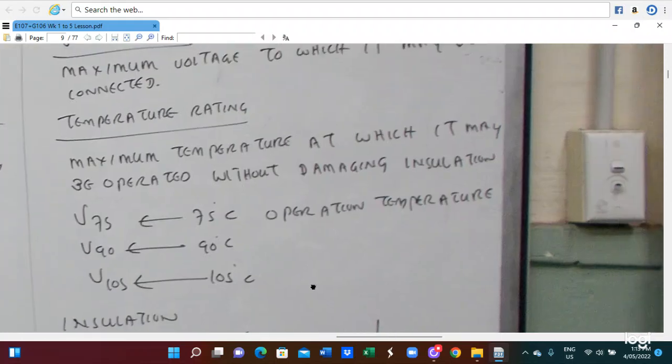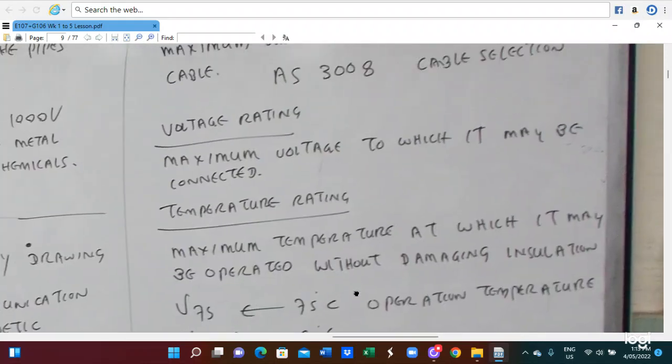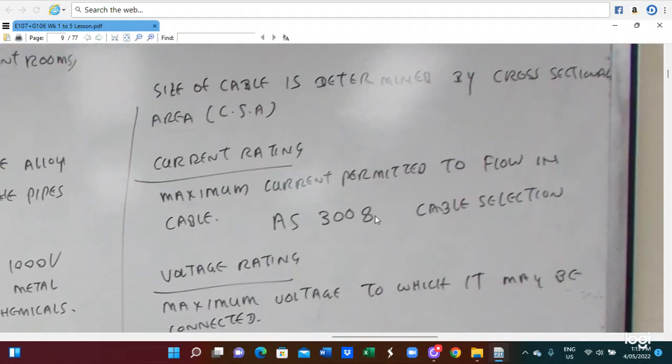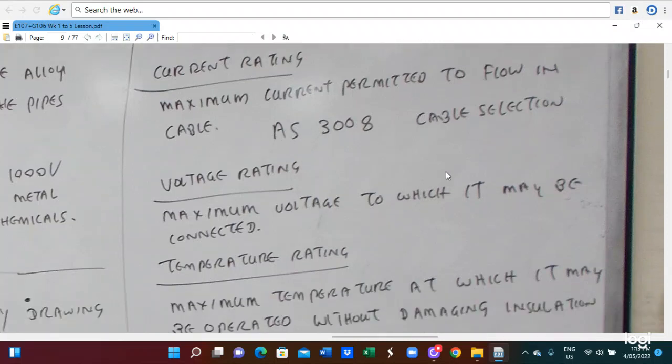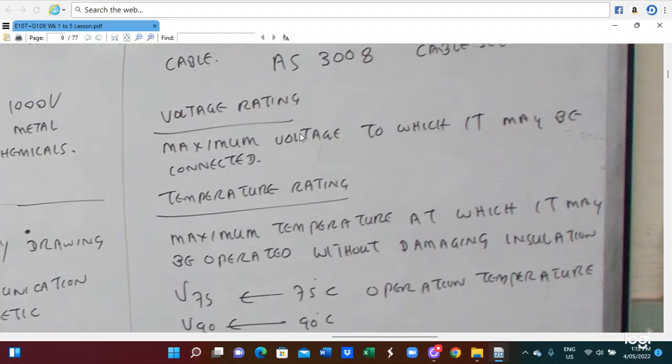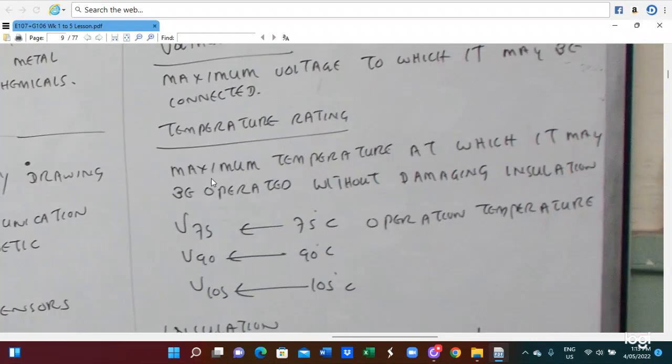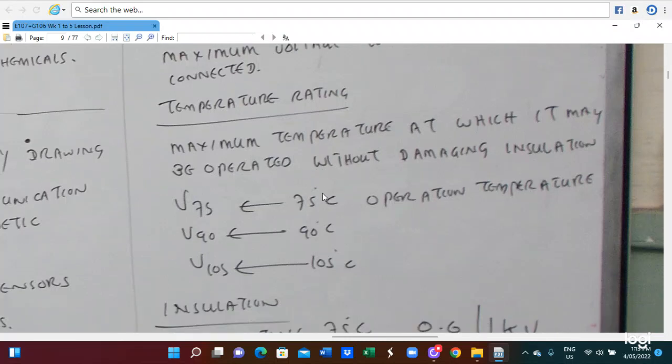We should also use a temperature rating. The size of the cable is determined by the cross-section area, CSA. The current rating is the maximum current permitted to flow in the cable. So we have to utilize AS/NZS 3008 to select the cable. In this case, we also have the voltage rating. Voltage rating is the maximum voltage to which it may be connected. And temperature rating is the maximum temperature at which it may be operated without damaging the insulation.